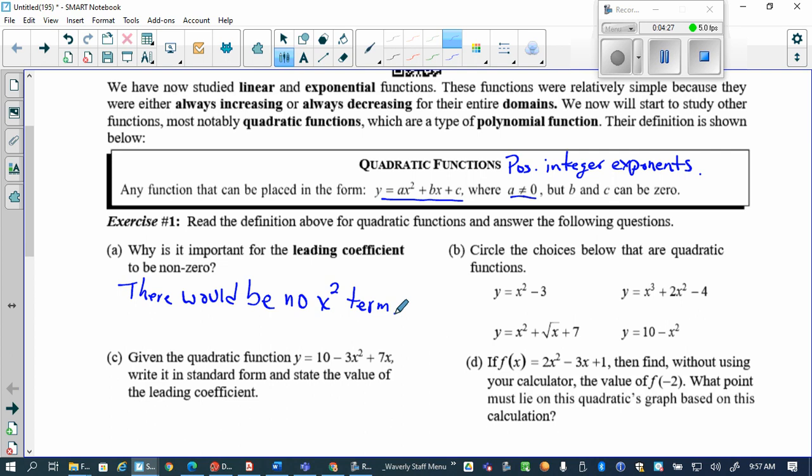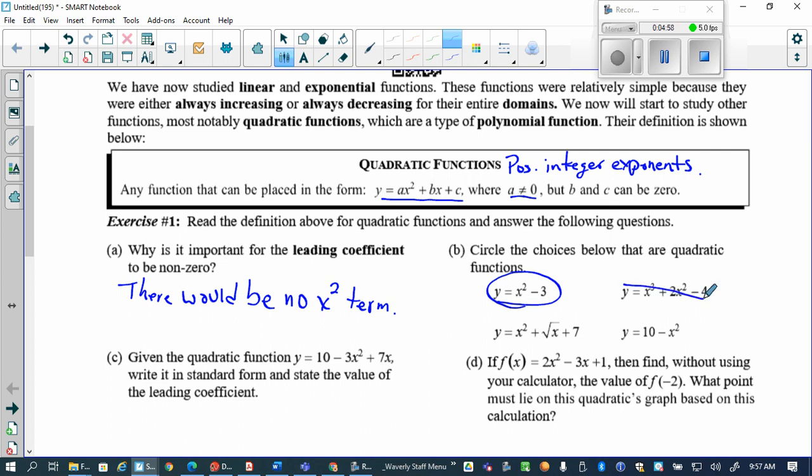What about y equals x squared minus 3? What's the problem with that? Exponents have to be positive integers. That's quadratic. What about x to the third plus 2x squared minus 4? No, because it's greater than 2. Yeah, it's degree 3, isn't it? That's actually called a cubic. So that's not a quadratic.